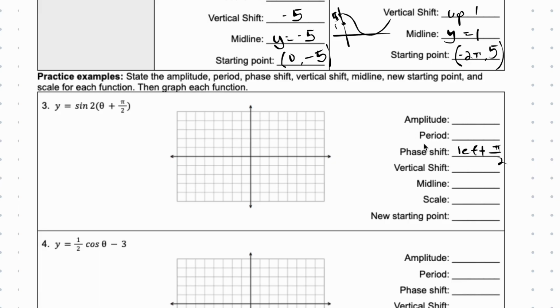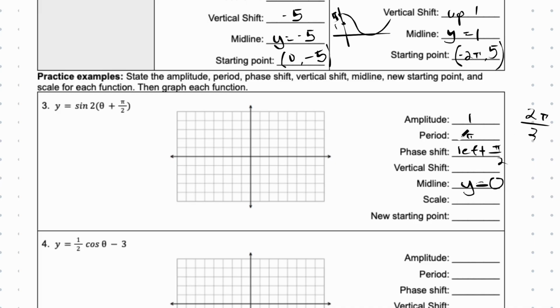Left, pi over 2. Our amplitude is going to be our a value out front. That's just going to be 1. Our period is going to be 2 pi over our b value, which is just 2. So we do 2 pi over 2, and that just gives us pi. And then our vertical shift, we don't have any vertical shift. Our midline is going to be basically what our vertical shift is, and that's nothing, so our midline is going to be y equals 0.